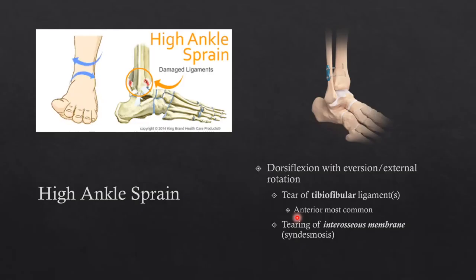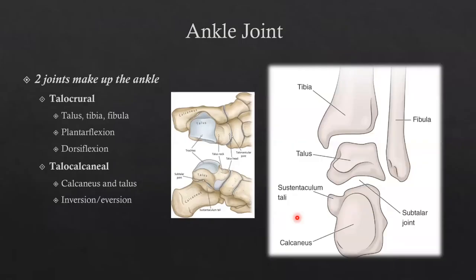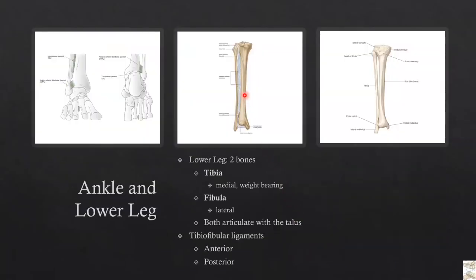A more severe type of ankle sprain, if we're comparing our traditional lateral ankle sprain to a high ankle sprain, is the tearing of the tibiofibular ligaments. Now, I don't think I touched on this, but our tibia and our fibula are essentially held together by the proximal and distal tibiofibular ligaments. And it's also brought together by this interosseous membrane.